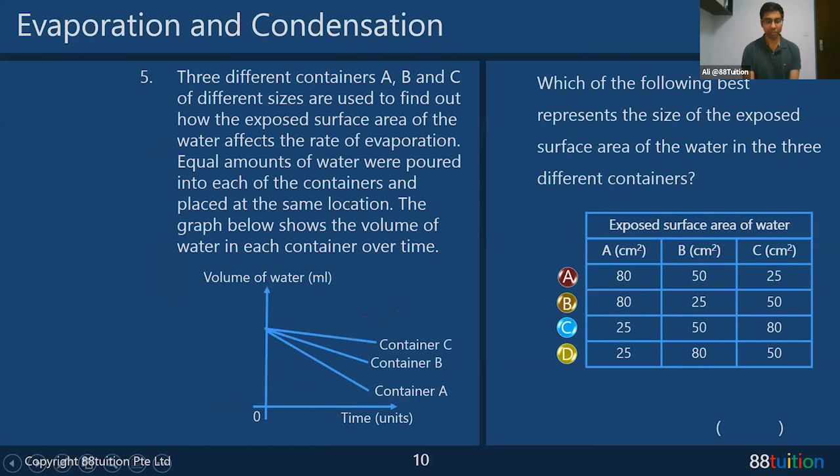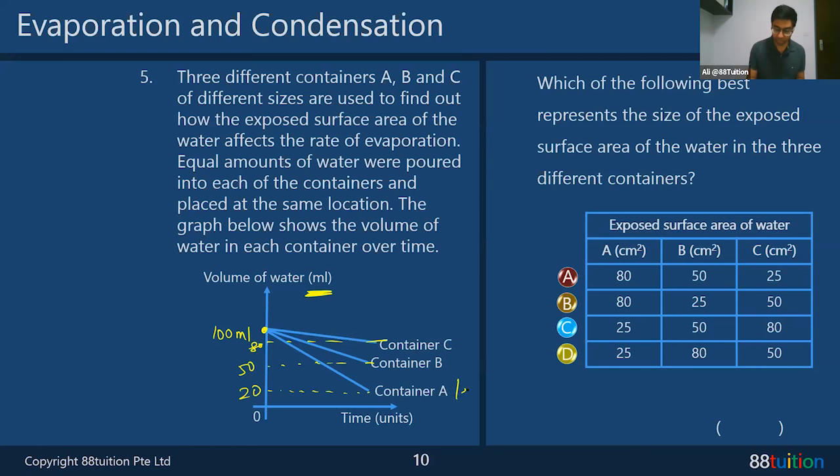Three different containers A, B, and C, different sizes, are used to find how the exposed surface area affects evaporation. Now, you see the volume of water is, let's say, 100 ml. I'm just giving an example number. It's good in your question, you always give an example number so that you know what's happening. So at the end, container A had the least. Container B had 50, container C had 80. Can you see roughly I'm giving a number?